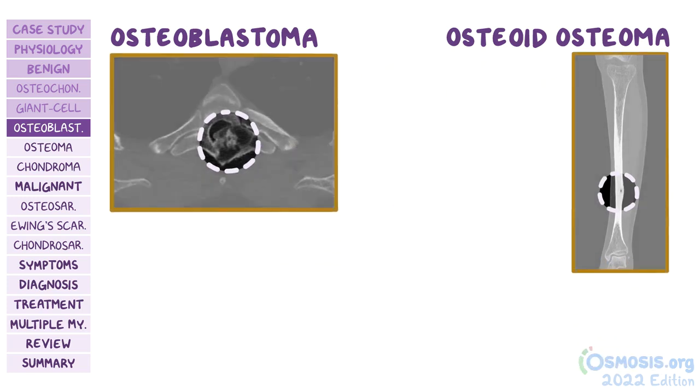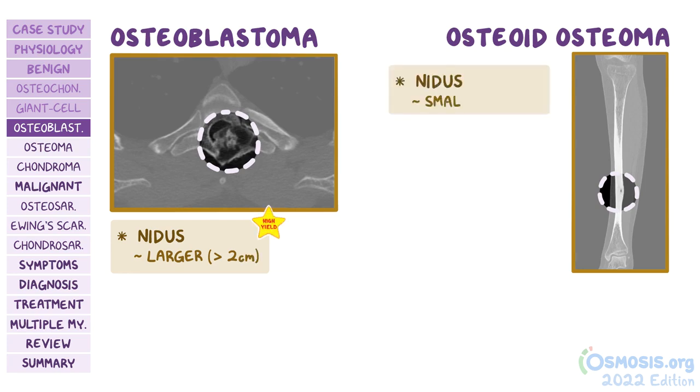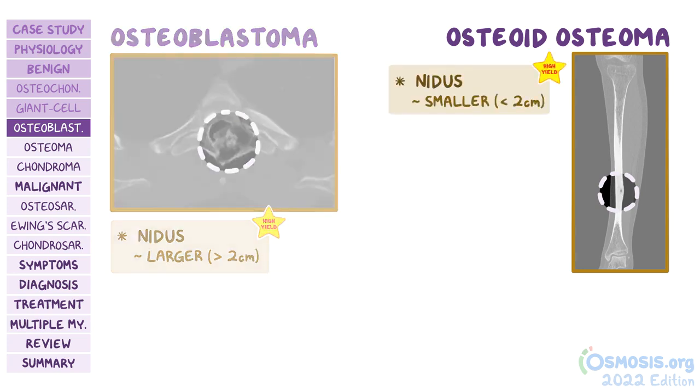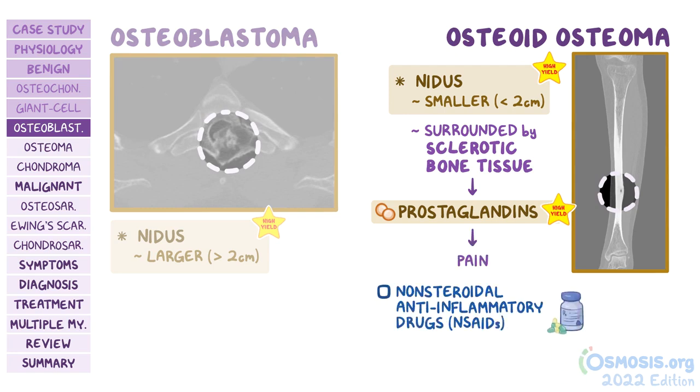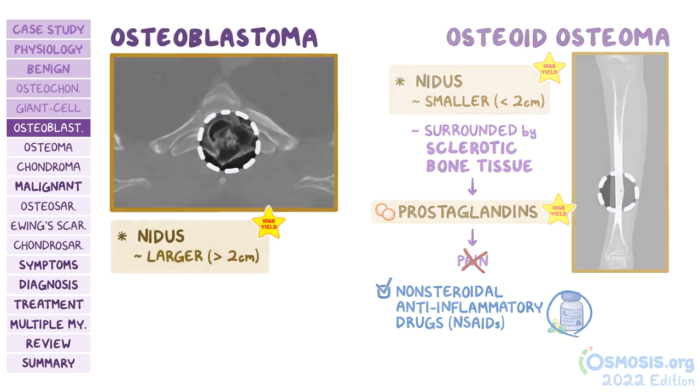In osteoblastomas, the nidi are larger, with a diameter of over 2 centimeters. In osteoid osteomas, the nidi are smaller than 2 centimeters in diameter and are often surrounded by a ring of sclerotic bone tissue. That ring of sclerotic tissue often produces prostaglandins, which are small molecules that trigger the sensation of pain. This explains why nonsteroidal anti-inflammatory drugs, or NSAIDs, that decrease prostaglandin production work so well in relieving the pain associated with this tumor. In contrast, in osteoblastoma, pain is unresponsive to NSAIDs.